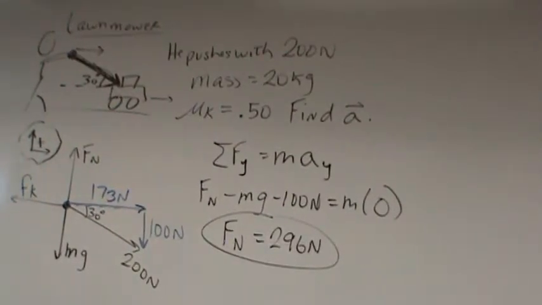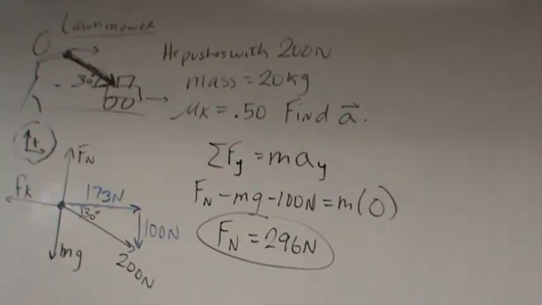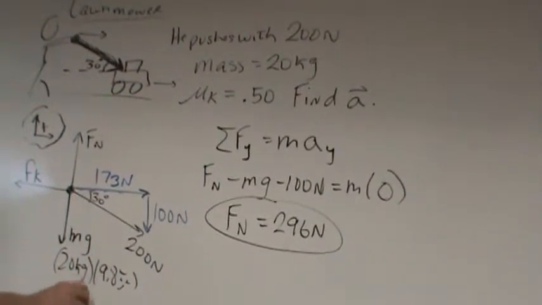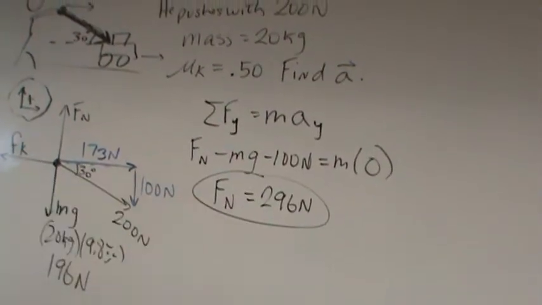Now, do you notice that in this case the normal force is not equal to the weight of the lawnmower? mg, which is 20 kilograms times 9.8 meters per second squared, the weight of this lawnmower is 196 newtons. And yet I got a normal force of 296 newtons. Why is my normal force different from the weight of the lawnmower?